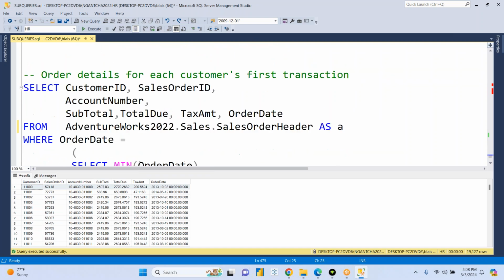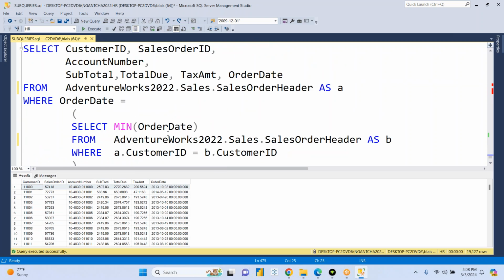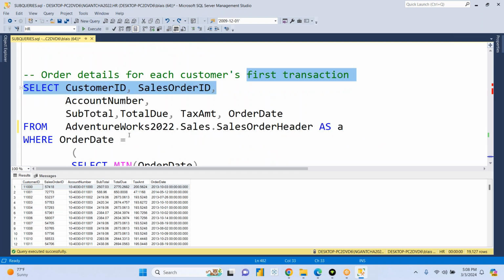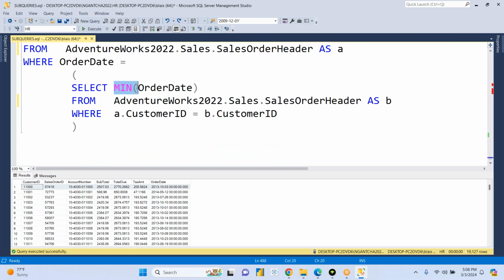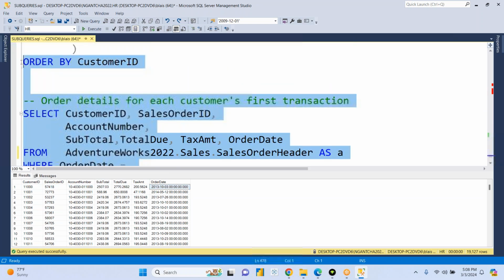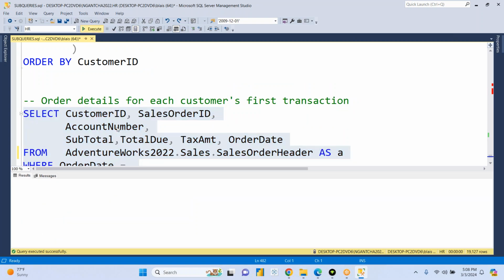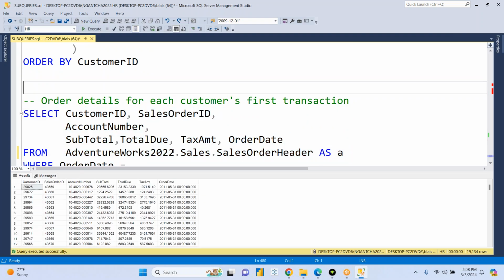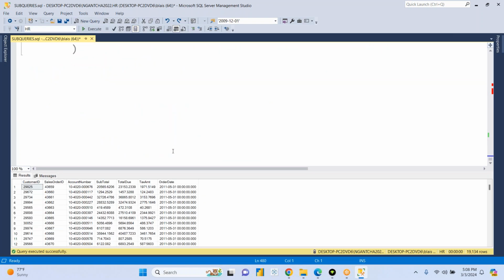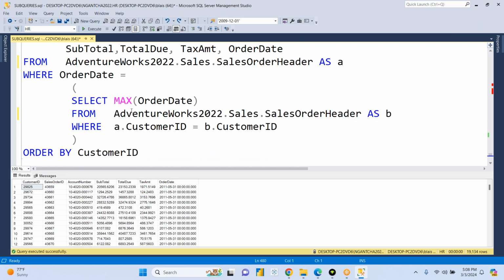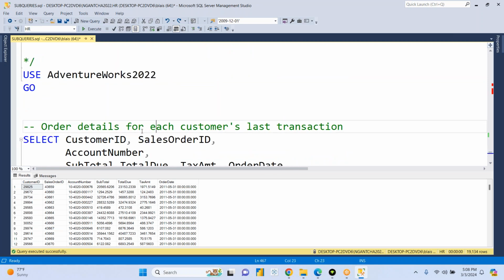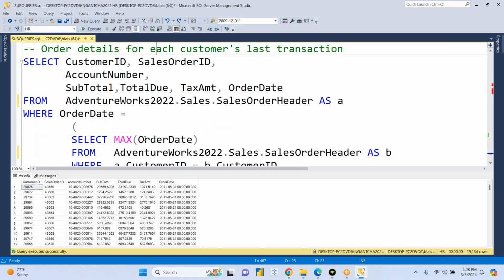These ones are not very popular, but it's just good to know them. And if you reverse the equation and investigate the first transaction of each customer, you just change this into a min function. This one is the last, which is a max. So for the first transaction of each customer, you just change that into a min function. And this is it. So these correlated subqueries are not very popular, but I just want you to know about them.